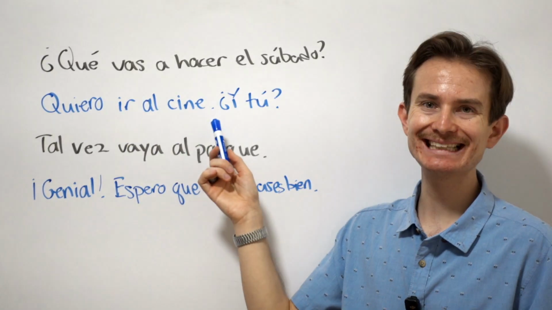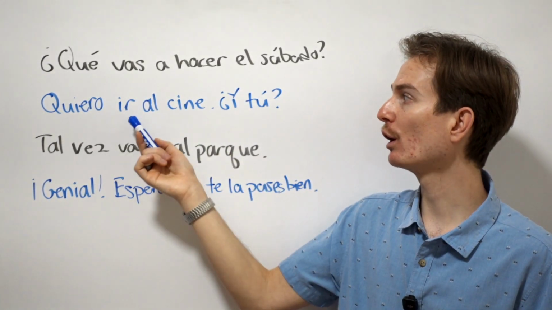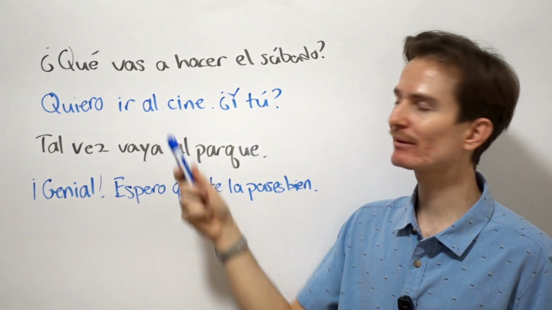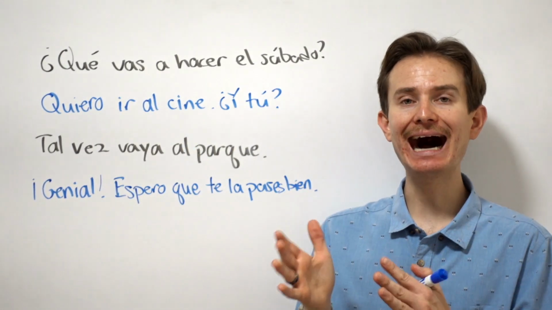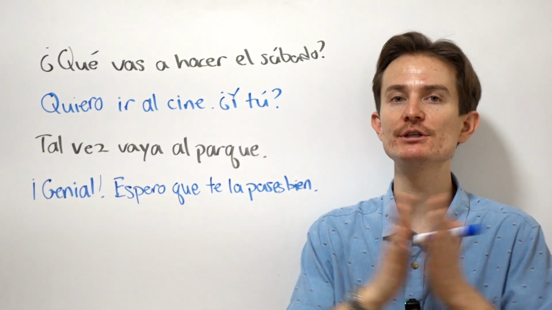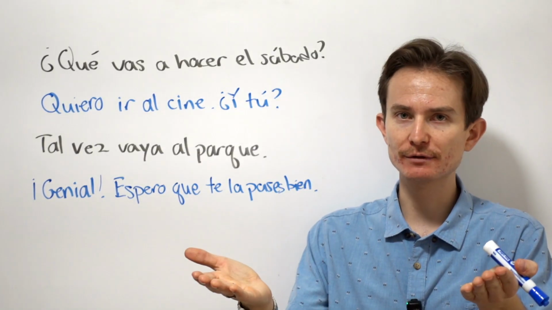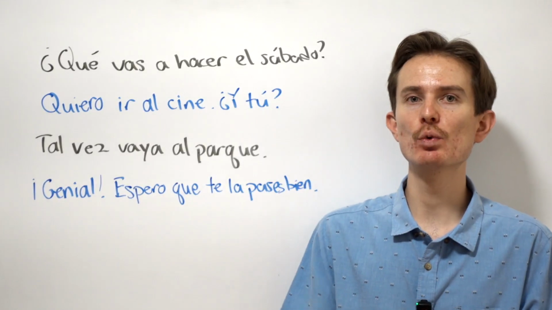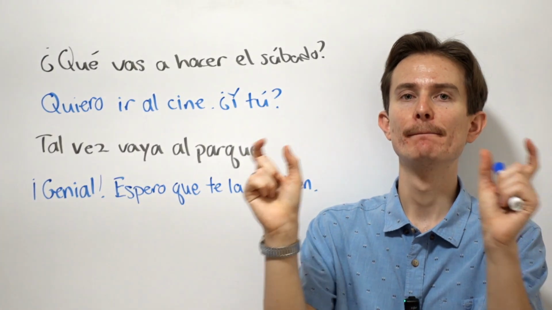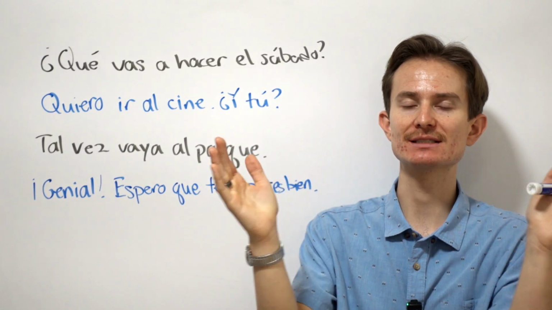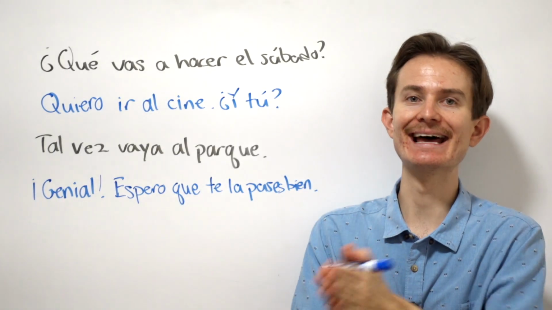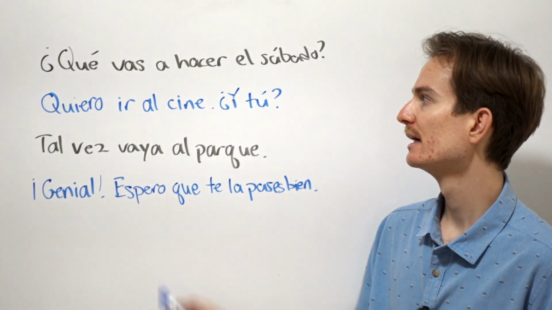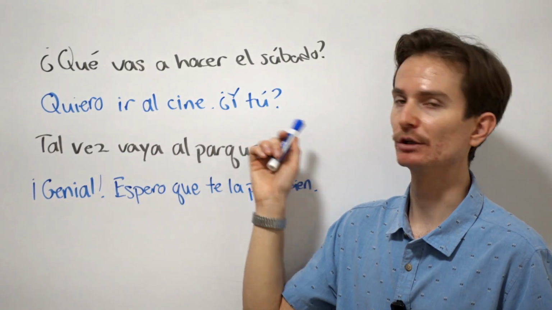Quiero ir al cine. ¿Y tú? I want to go to the movie theater. And you? So what's going on with al? Well, that is simply a plus el put together. So you may have seen the popular franchise, Del Taco, right? Del is the word de and el put together, right? It just sounds better to say del instead of saying de el. Same thing with a el. It's easier to just say al, okay?